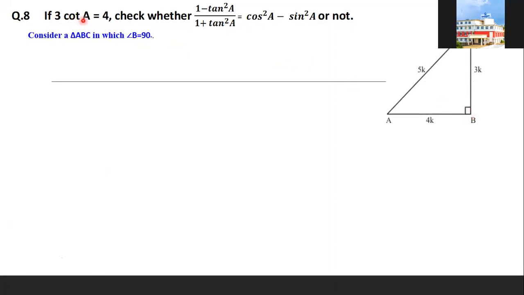So according to cot A, adjacent by opposite. Adjacent is 4. With respect to angle A, opposite is 3 and adjacent is 4. By using 3 and 4, we'll find out the hypotenuse AC. That is 4 square plus 3 square, 16 plus 9, 25. AC square is 25. AC value is 5, children.